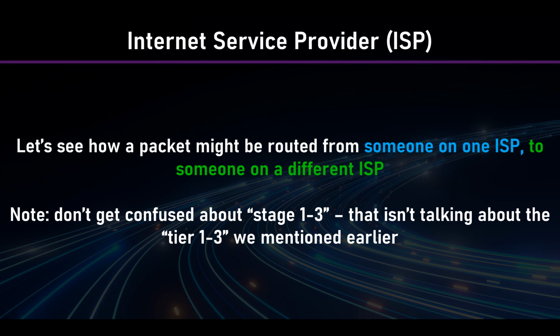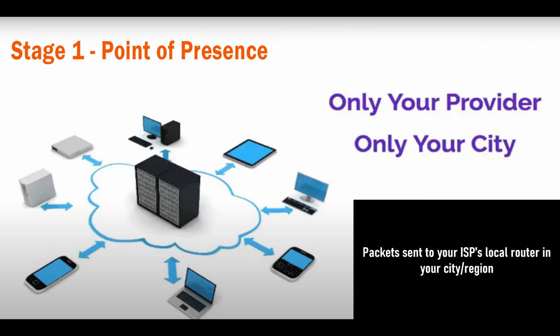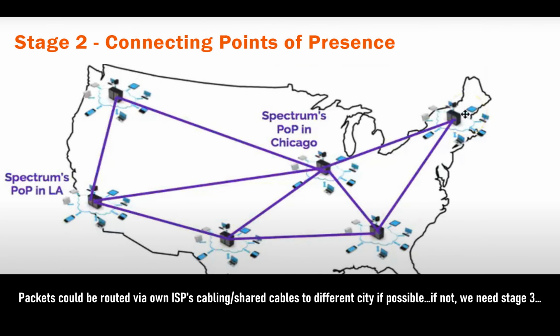Alright, so let's say our packet might be routed from someone on one ISP to someone on another ISP. Don't get confused about stage 1 to 3. This is different from tier 1 to 3, as we mentioned earlier. So, stage 1, point of presence. Packets are sent to your ISP's local router in your city or your region.